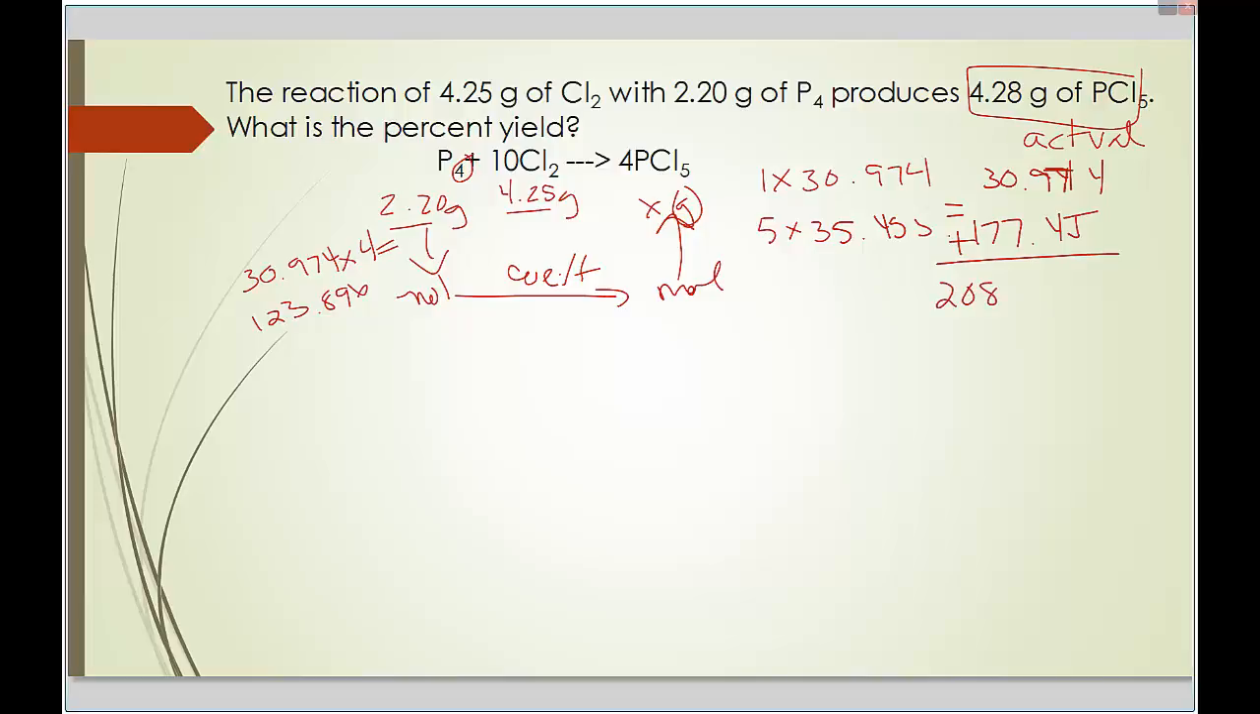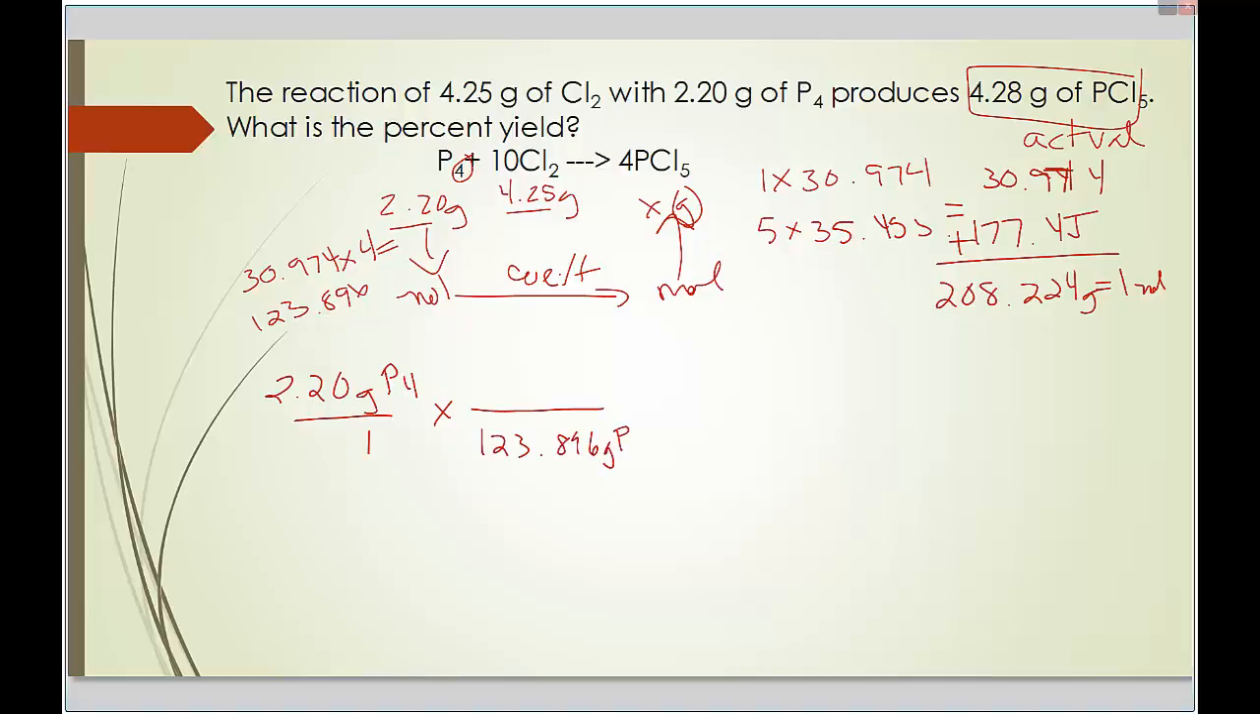So I'm going to do the entire stoichiometry with just looking at the phosphorus first. I'm going to discard the chlorine for now, and I'm going to come back to it once I get a number here. So I have 2.20 grams of P4 over 1. The molar mass of P4 is 123.896 grams in 1 mole.